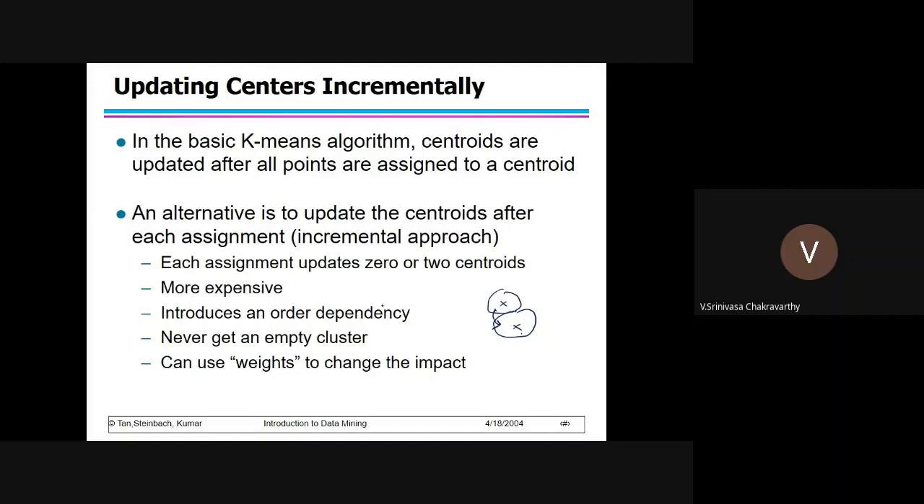But this is more expensive because for every allocation of a data point, you have to recalculate the centroids. It's expensive, but this is one way to make sure there are no empty clusters at all. But you might have clusters with a very small number of data points, maybe singleton sets, where there's only one data point, which is also not very good.